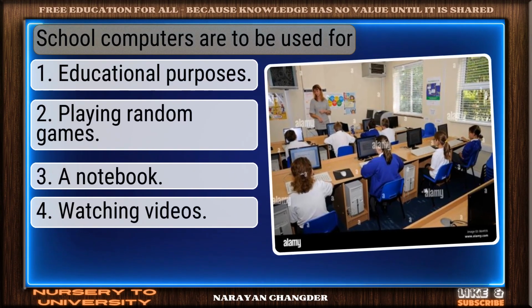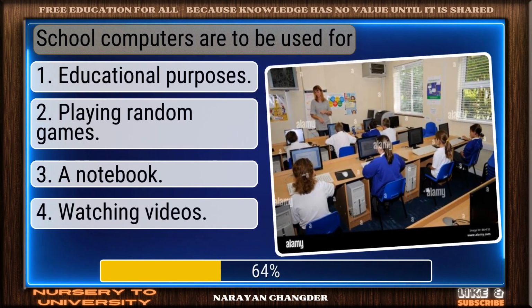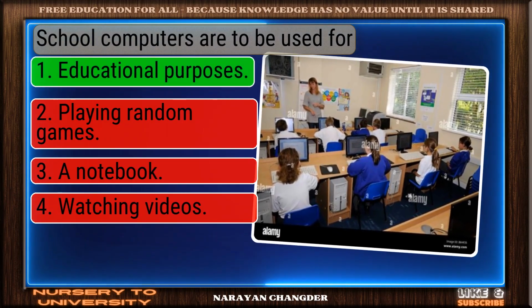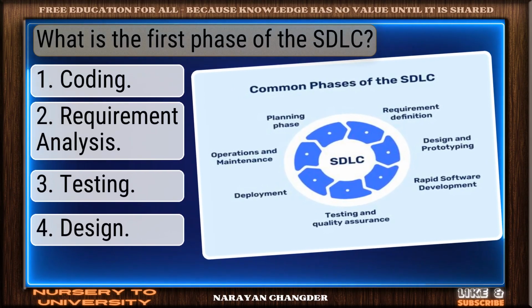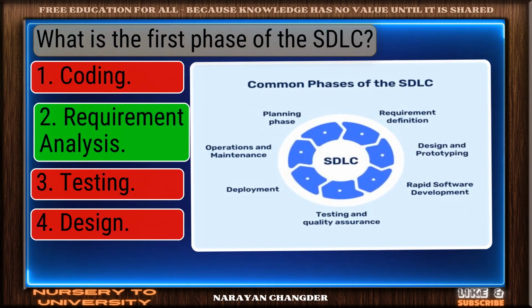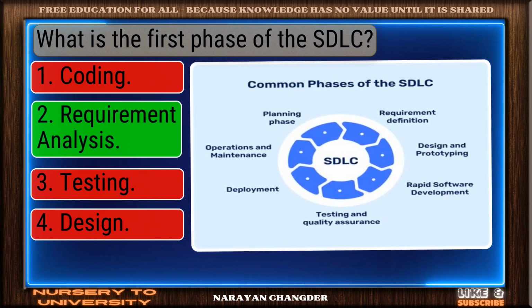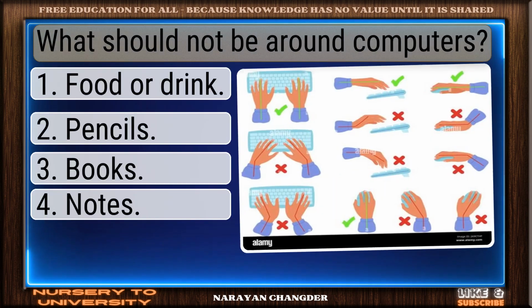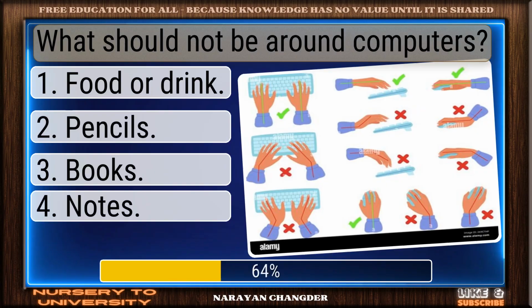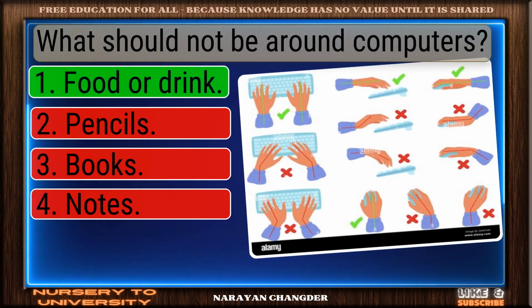School computers are to be used for. Correct. Educational purposes is spot on. What is the first phase of the SDLC? Smart move. Requirement analysis is accurate answer. What should not be around computers? Bravo. Food or drink is the answer.